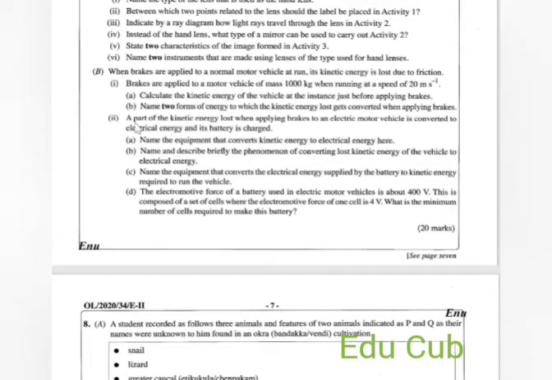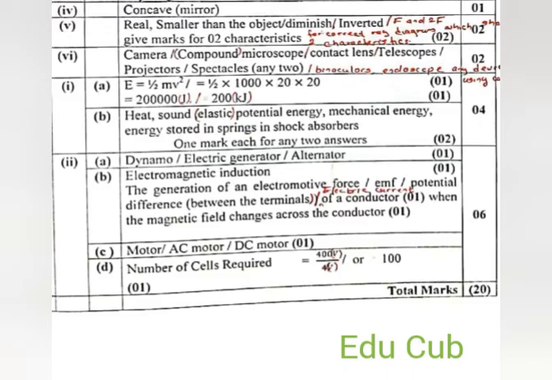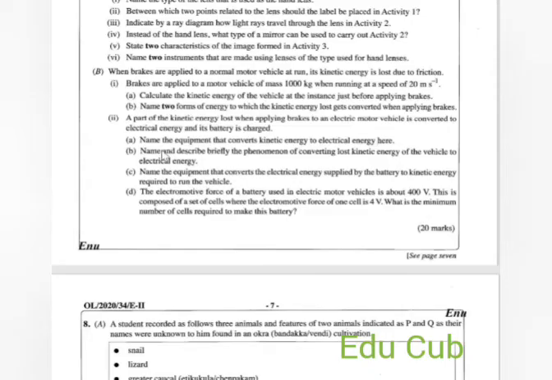Part 2, a part of the kinetic energy lost when applying brakes to an electric motor vehicle is converted to electrical energy and its battery is charged. A. Name the equipment that converts kinetic energy to electrical energy here. Dynamo, electric generator, these are the answers. B. Name and describe briefly the phenomenon of converting lost kinetic energy of the vehicle to electrical energy.